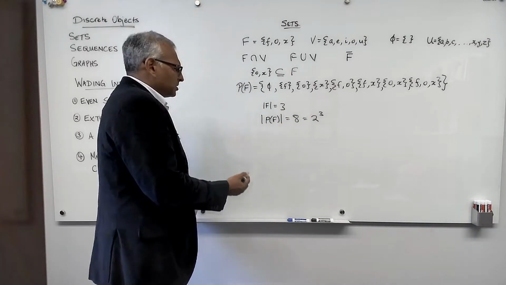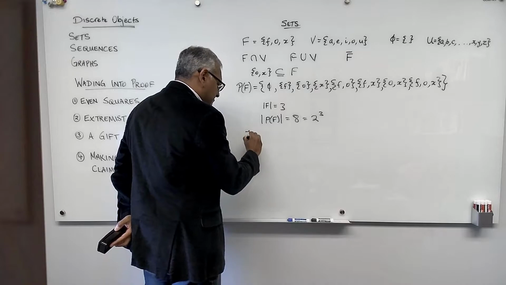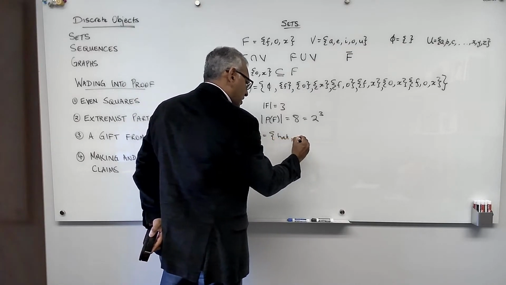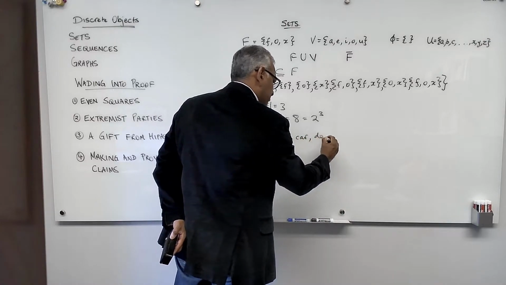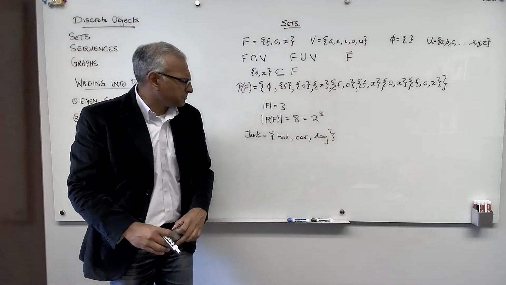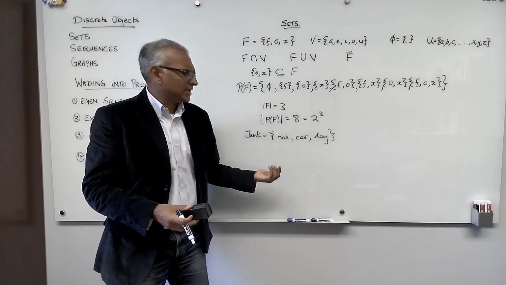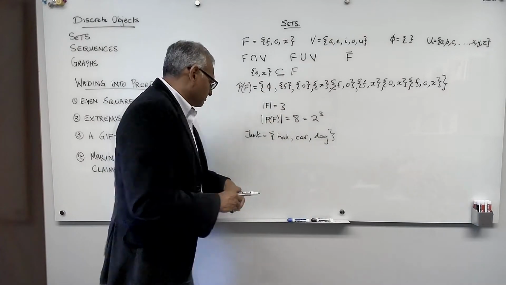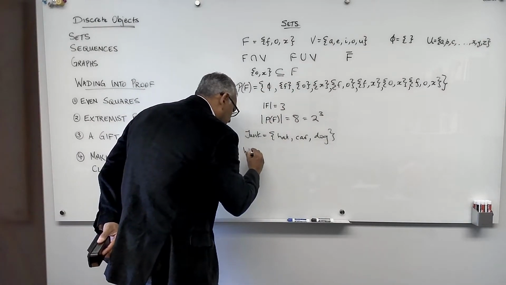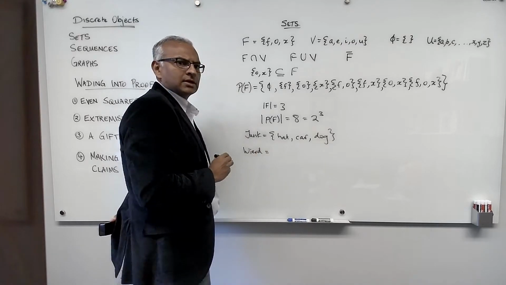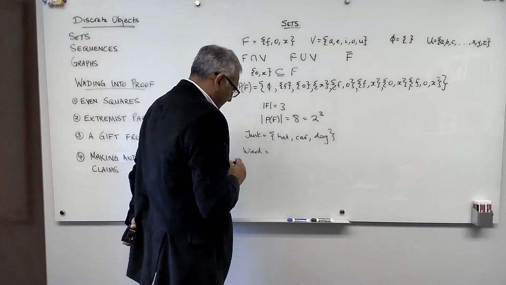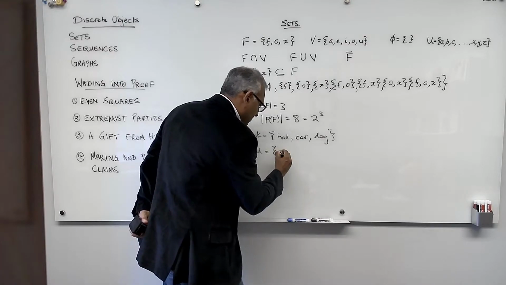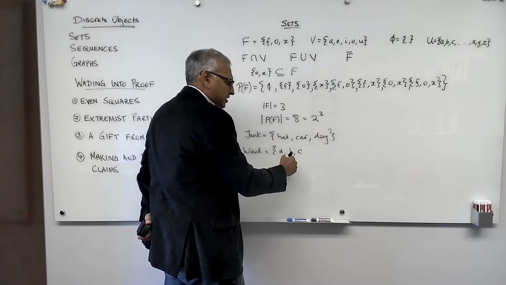So let me show you another set. Junk is the set hat, car, dog. These are totally different objects. This is a hat, this is a car, this is a dog, unrelated objects. A set can contain very different kinds of objects. So let's call this set weird. This set weird is the set A, B, C, so the letters A, B, C.